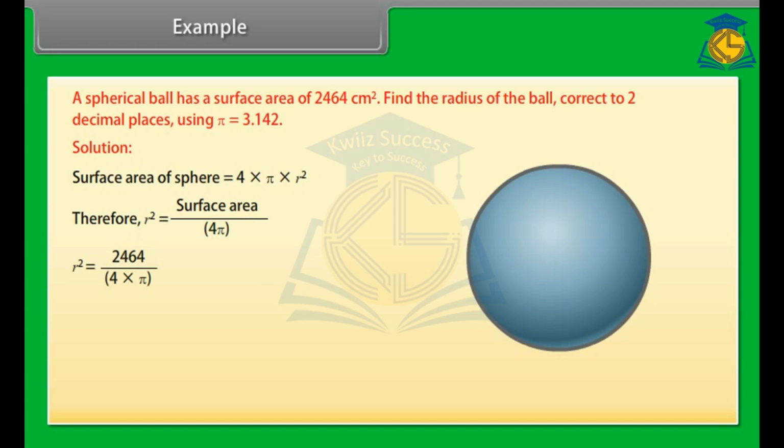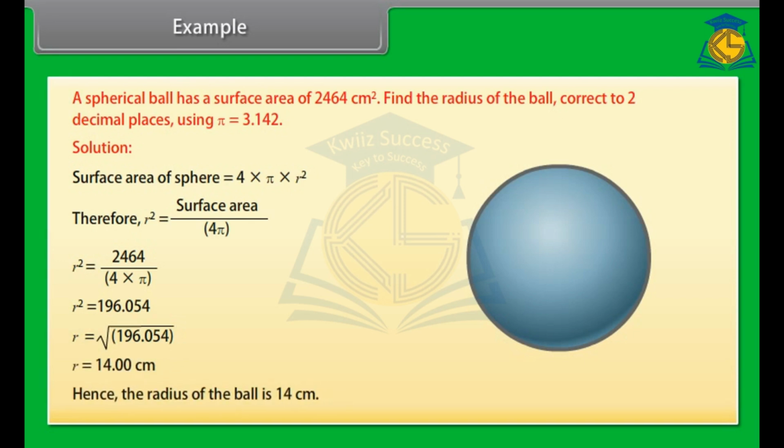r square is equal to 2464 upon 4 into pi. r square is equal to 196.054. r is equal to under root 196.054. r is equal to 14 centimeter. Hence, the radius of the ball is 14 centimeter.